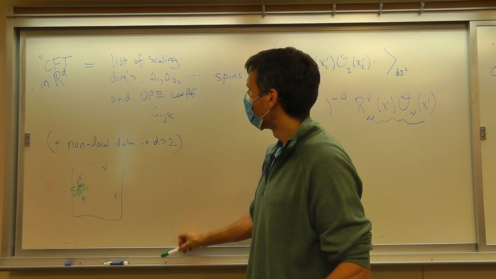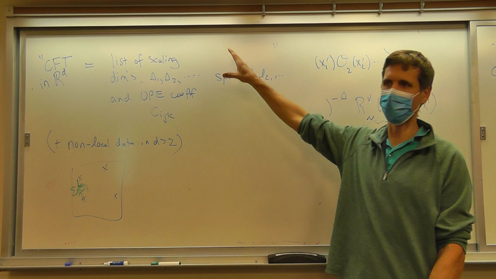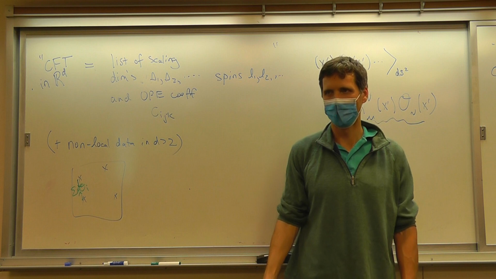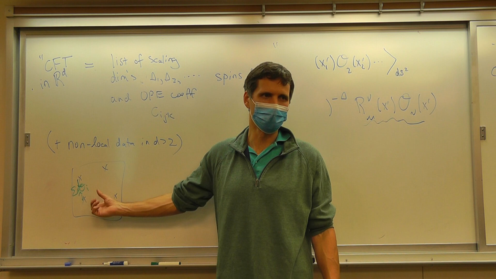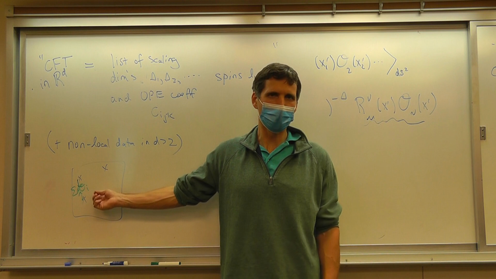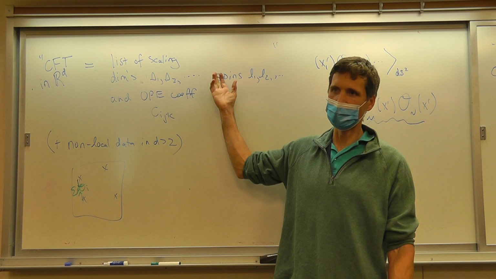Now, it's not true that you can give any old list of scaling dimensions and OPE coefficients. Typically, if I just hand you a list of numbers, that won't correspond to any conformal field theory, because it won't act right when you try to do this procedure on it. And this is a starting point for what's called the bootstrap. So the idea of the bootstrap is to do this procedure over and over again, and try to figure out what kinds of dimensions and OPE coefficients satisfy all the consistency conditions.